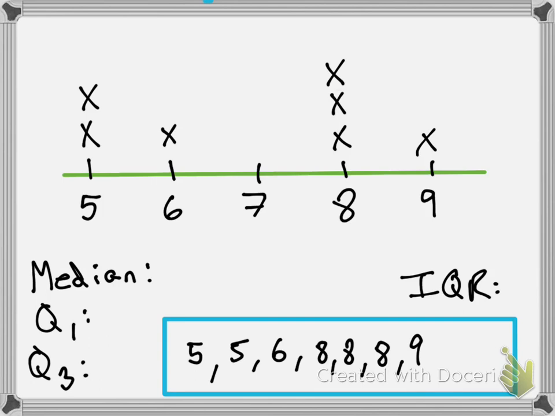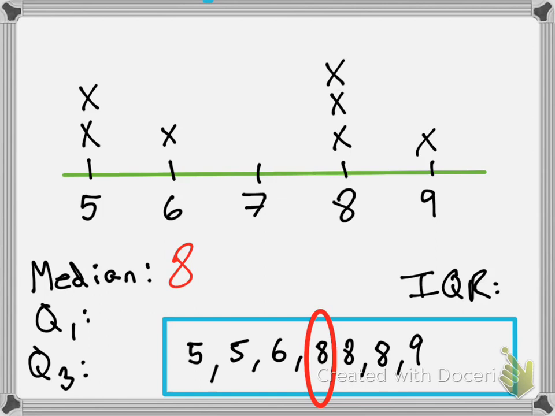Now our median, once again, we want to cross off and find. So biggest, smallest, biggest, smallest, biggest, smallest. Oh, look, it's 8. It'd be the same as if I did it in my ordered set. Smallest, biggest, smallest, biggest, smallest, biggest, 8. Excellent. So I find out that my median is 8. So I'm going to circle that one right there.